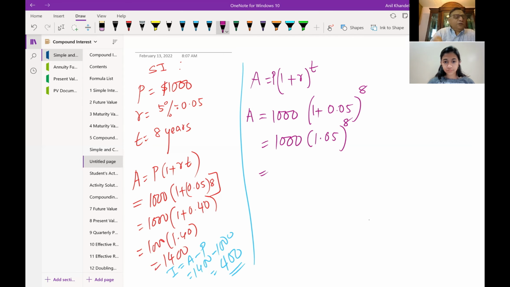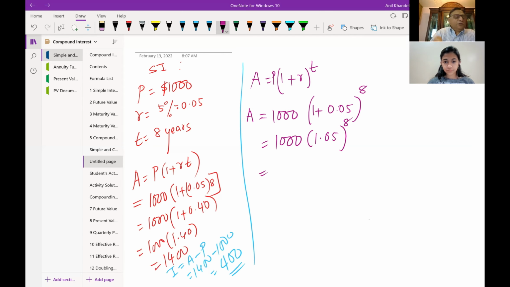15,036.30 minus 10,000. And what do you get? 5036.30 is the interest in dollars earned. You see that? So if you compound that much interest, is this clear to you? Okay, so you can see how we are calculating. So let us do one more example before we move on further.